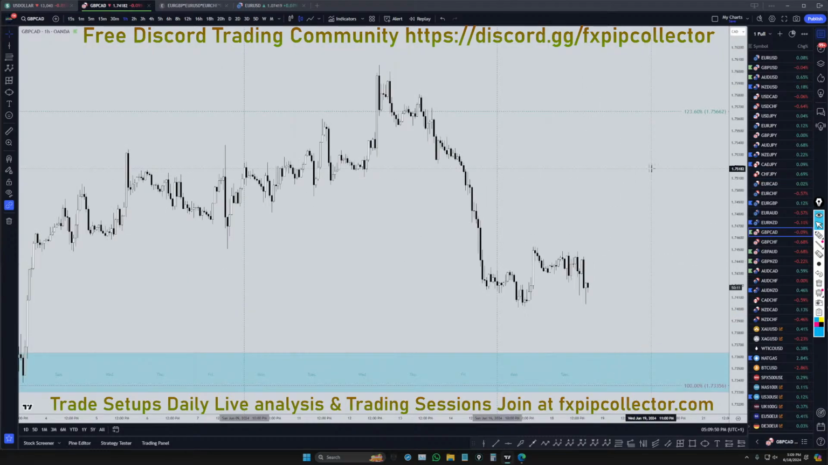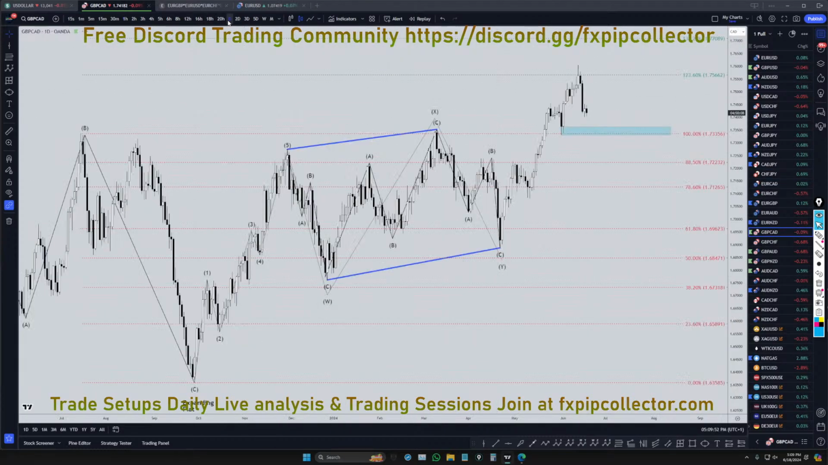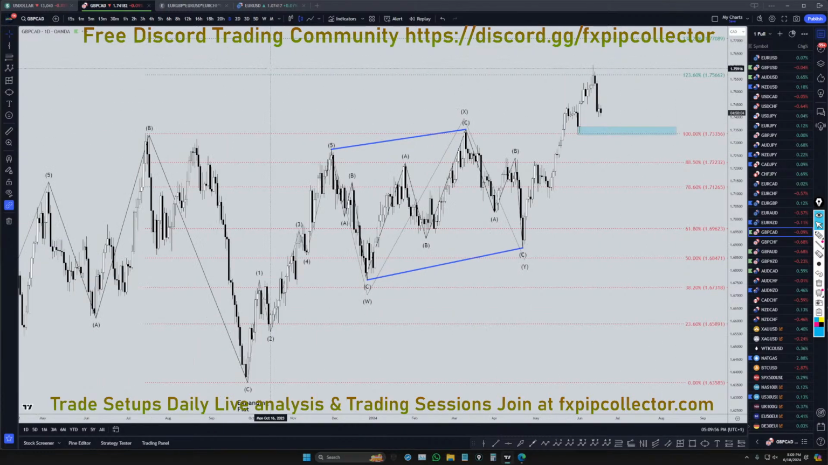The pound CAD, boy, I still think the pound CAD's going to go up again. I don't know though. I mean, it definitely is bouncing off a fib level.